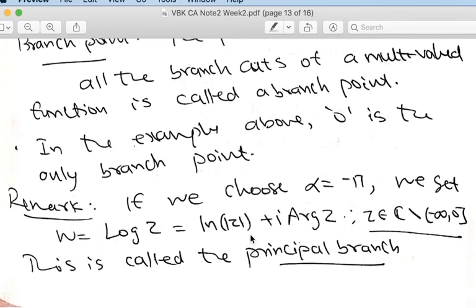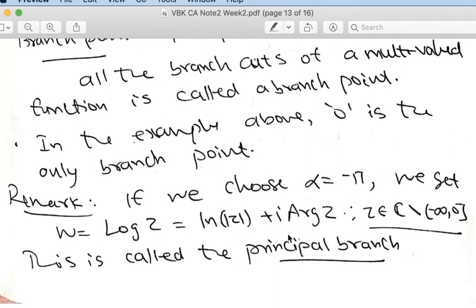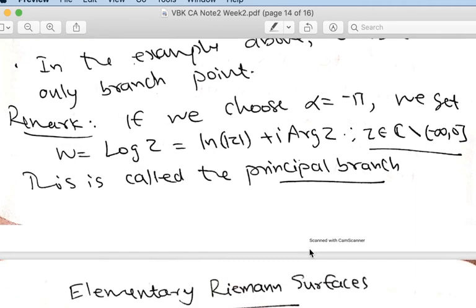So this is known as the principal branch. I mean, once you choose the principal argument to define log z, then that is called the principal branch of the logarithmic function. The same thing you can do for root z and several other functions.